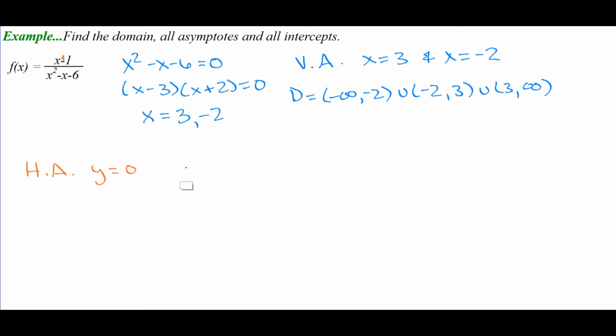I want to find my x-intercept. So I'm going to set the numerator equal to 0, so x minus 1 equals 0. So we get x equals 1. So I have an x-intercept at the point (1, 0).